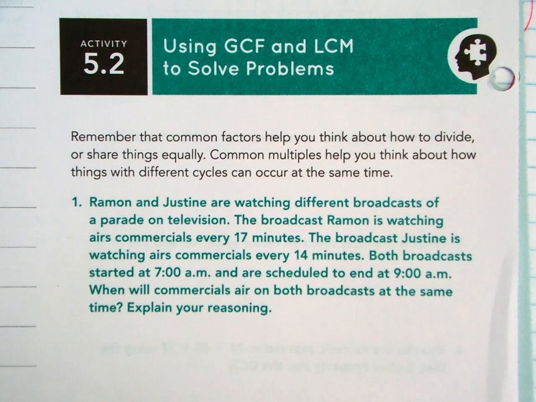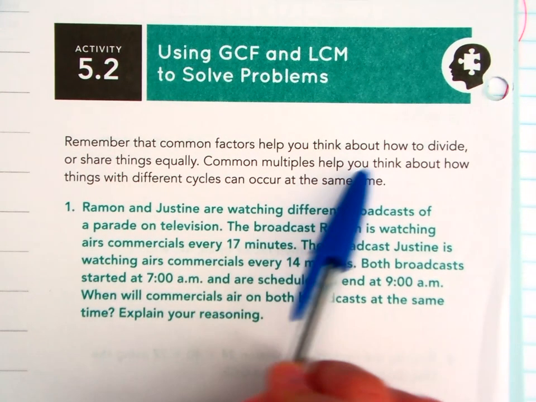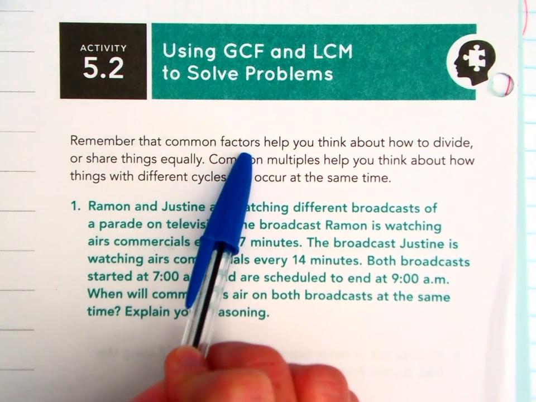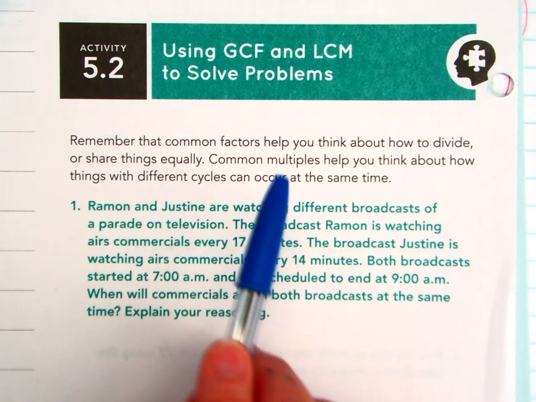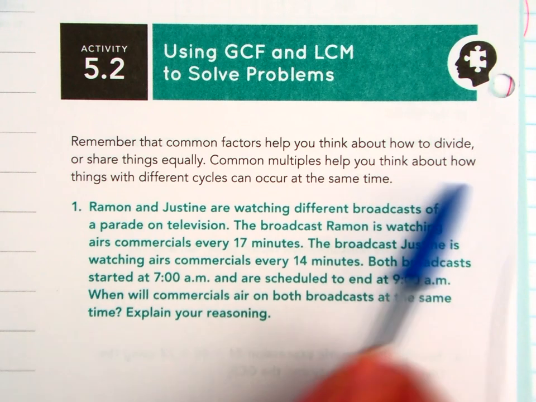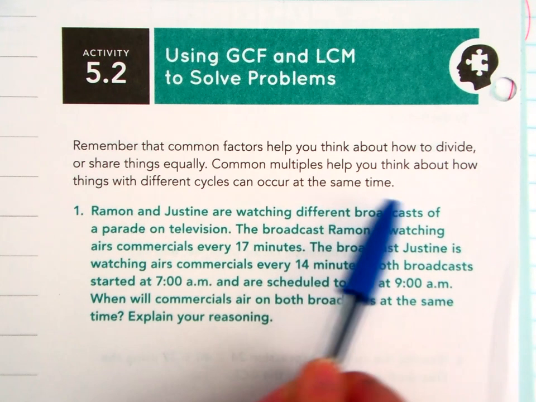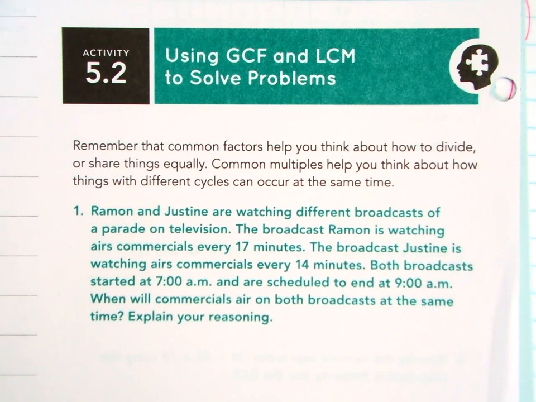Most of this vocabulary should feel familiar at this point. Remember that common factors help you think about how to divide or share things equally. Remember, factors are like chop chop, ninja chop. Common multiples help you think about how things with different cycles can occur at the same time. So multiples, I think multiply, I think increasing.